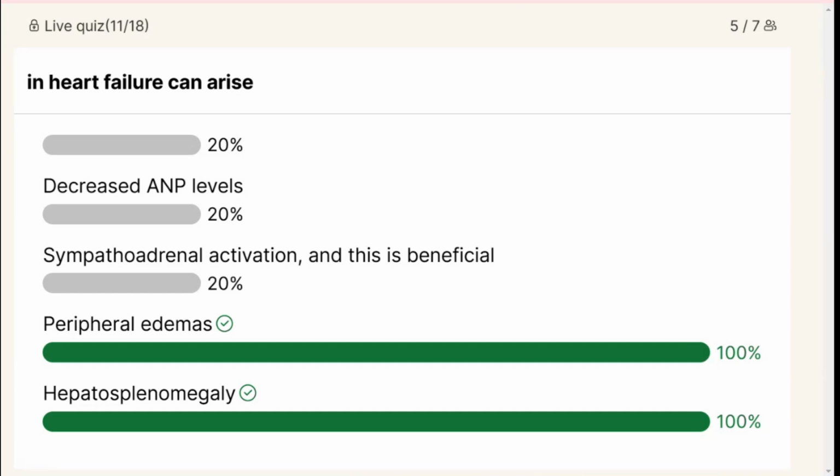And in heart failure can arise peripheral edemas and hepatosplenomegaly. And yes, these are signs of fluid buildup in the body because of right heart failure.